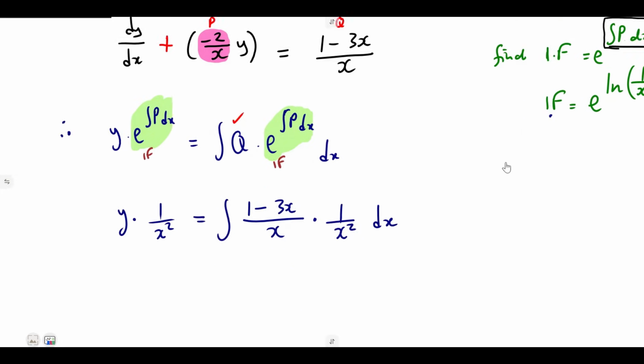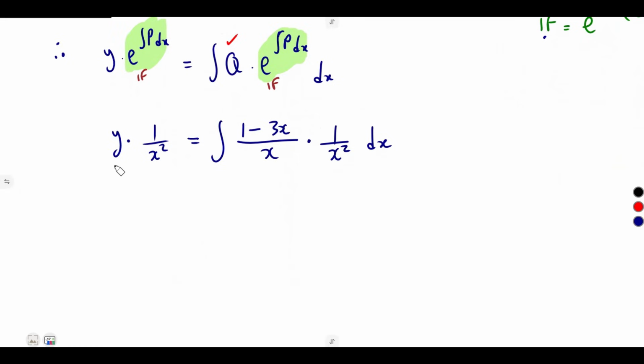But as you can see, this here is just a matter of simplification. So here we can multiply: y over x squared is equal to the integral of, here we can simplify. Let's just multiply the numerator to the numerator, denominator to the denominator before we perform any integral. So that was going to be 1 minus 3x over what? If we multiply x and x squared, that is x to the exponent of 3, with respect to x.